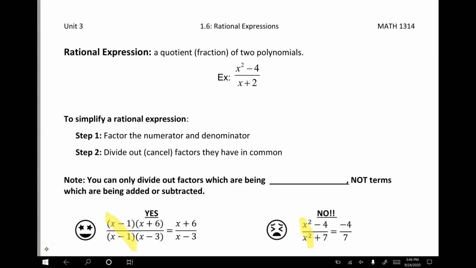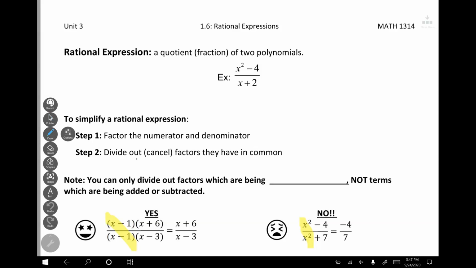Hey guys, this is 1.6 part 1 over rational expressions. So what is a rational expression? It's a quotient or a fraction made up of two polynomials. So you're going to have a polynomial in the numerator and in the denominator. To simplify a rational expression, you first want to factor the numerator and the denominator.